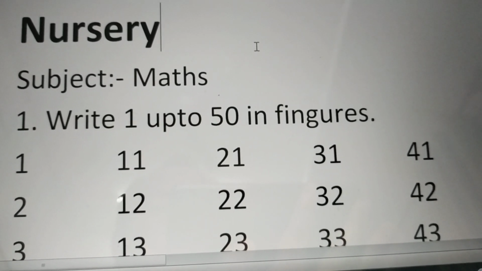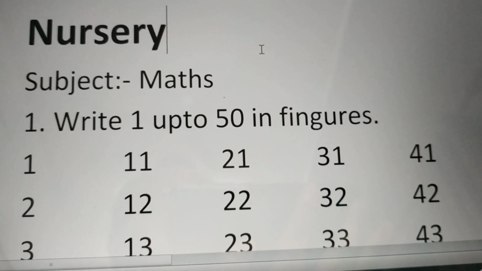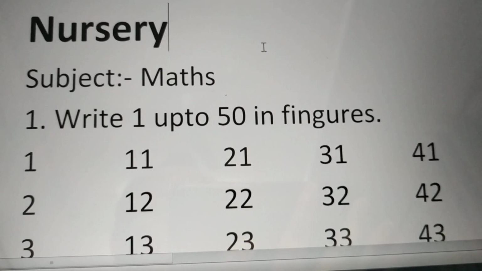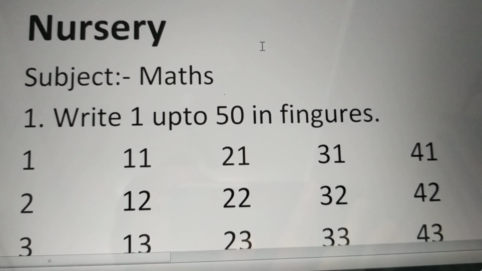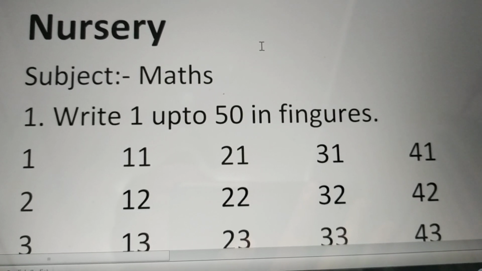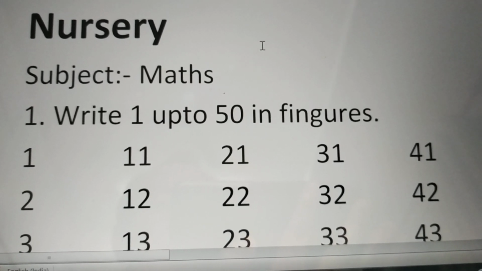This is for class nursery, subject mathematics. Question number one, write 1 up to 50 in figures.